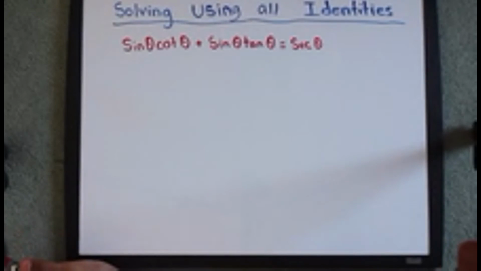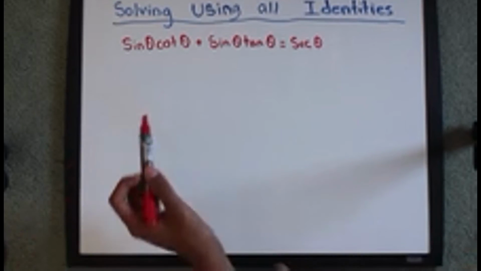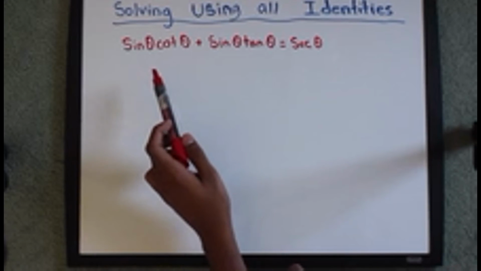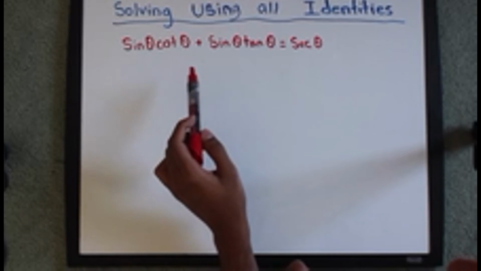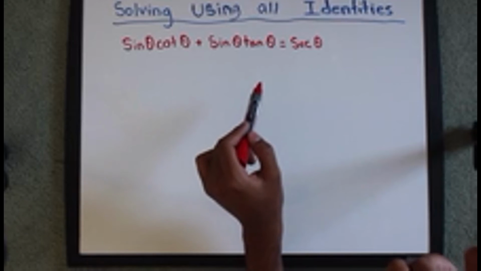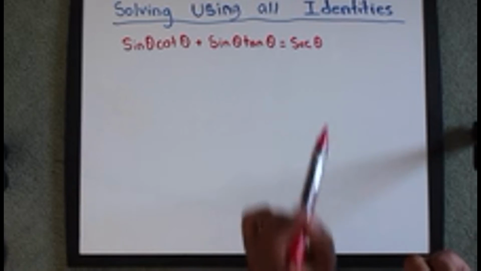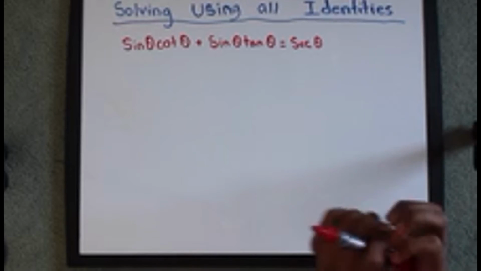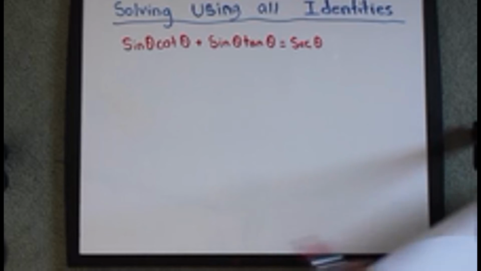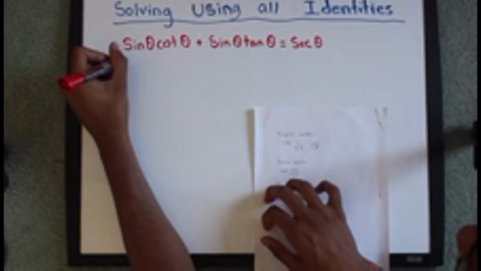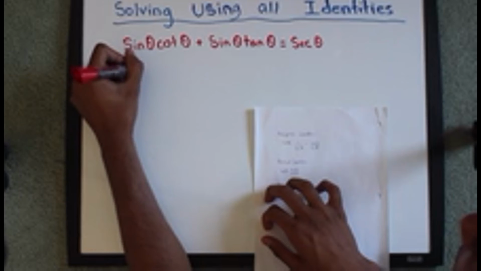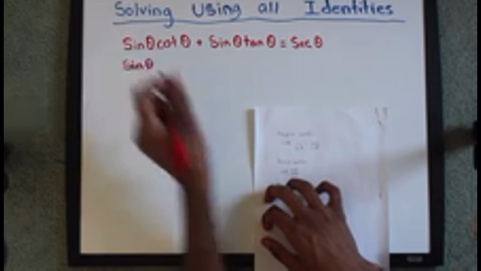Now we will solve using all of the identities. Alright, so this is the question we're going to start off with. Sine theta times cot theta plus sine theta times tan theta equals secant theta. Alright, so what we're going to do first is we see a cot over here. So sine's going to stay the same. But we've got to change this cot.